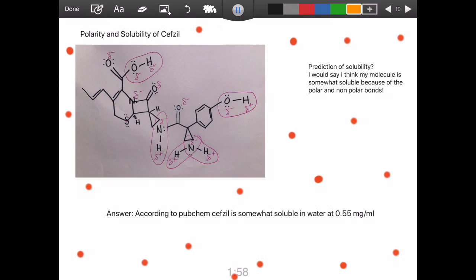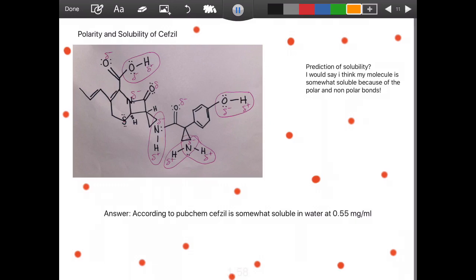And so then we can find the solubility. And the solubility of Cefzil, I would say, is soluble in water. I would think that it is somewhat soluble because of the polar and nonpolar bonds, and according to Cefzil, it is somewhat soluble in water, not fully, at 0.55 mg/ml.